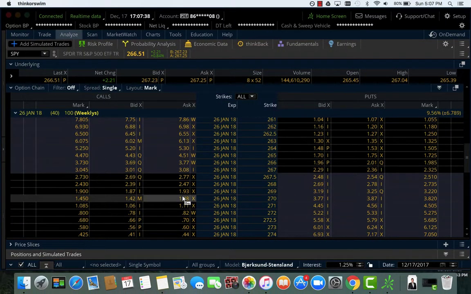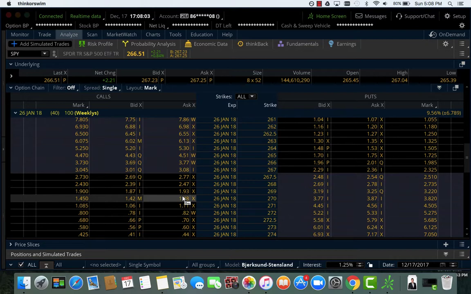So if we were the seller of a 270 call and the call was out of the money at expiration, and the way to figure out if it's out of the money at expiration is if the strike price of the option, in this case 270, is above the current price of the stock, in this case 266.51, because only in the money options have value at expiration, this out of the money call would have no value. Thus, it'd be worth zero.